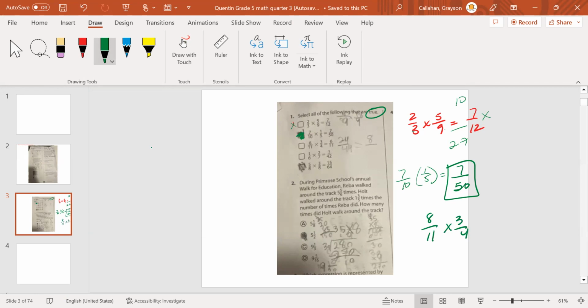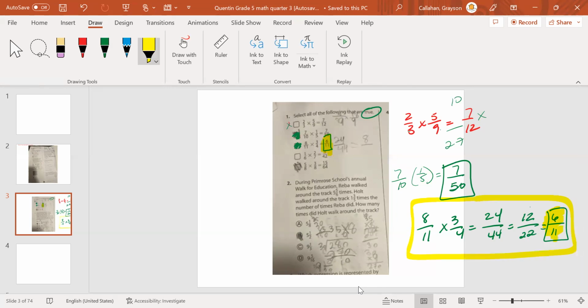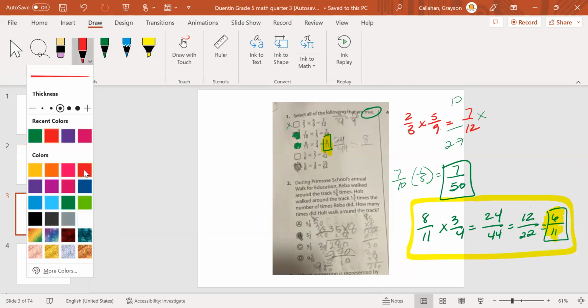8/11 times 3/4 equals 24/44. If I reduce this, Quentin, look on top. You see how both are even numbers? You can always divide it by 2, right? 12/22. And then what can you reduce that to? 6/11. This is 6/11. So this one is an answer, Quentin, right here. Do you see the 6/11 right there? Yeah, you do, however, have to reduce it. So this piece right here, I'm highlighting right here in the box. You need to copy that down. Do you understand? Okay.